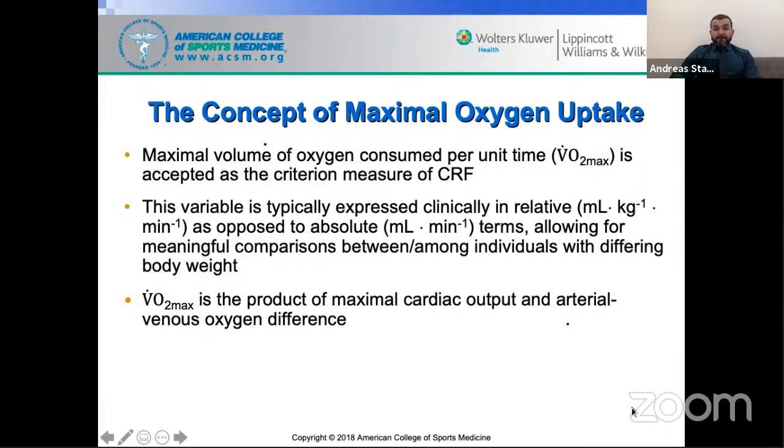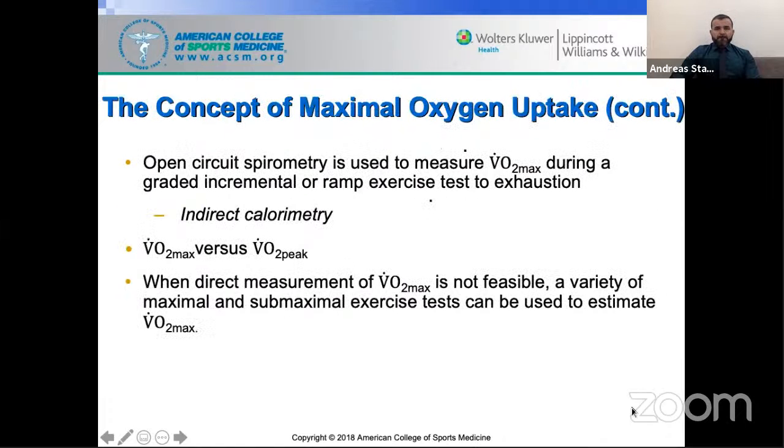And VO2 max, it says here, is the product of maximal cardiac output, Q, and arterial venous oxygen difference. We've covered that before. Please, if you don't remember what that is, go back and study, okay? So open circuit spirometry, usually called indirect calorimetry, is, maybe you've seen it, we put a mask on and the person just runs on a treadmill, for example. And as the person goes through whatever protocol, we can figure out their VO2 max, okay?